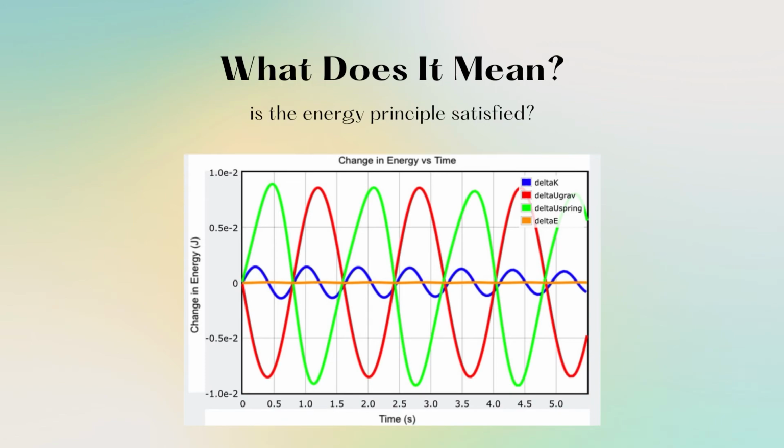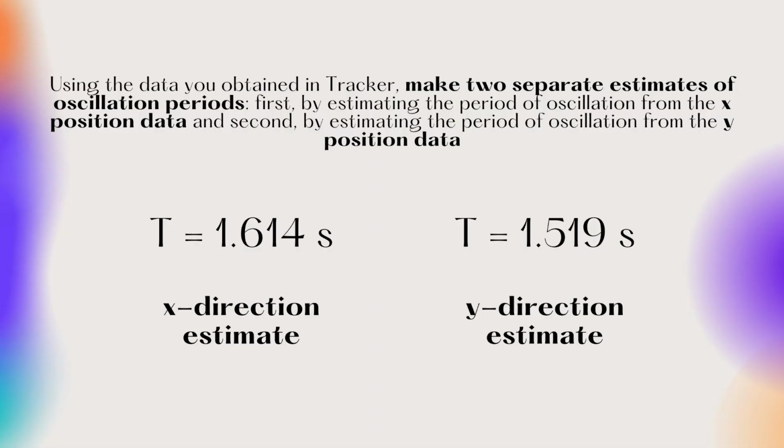Because there is no change in total energy, albeit changes in kinetic, gravitational potential, and spring potential energies, the energy principle is satisfied. The last task for this lab is to estimate the period of oscillation from the x position data as well as the y position data. By clicking on certain points of data in Tracker where the mass completed one oscillation, I found that the period in the x direction is 1.614 seconds, and the period in the y direction is 1.519 seconds.